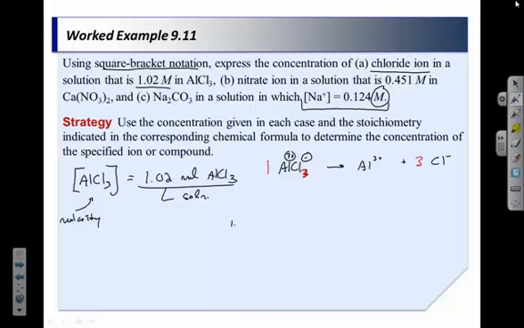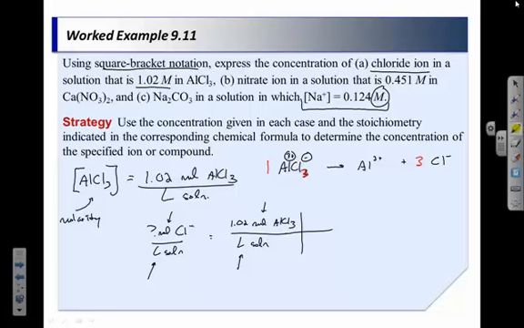So if I've started with 1.02 moles of AlCl3 per liter of solution, and I want to know how many moles of Cl minus I have per liter of solution, I need a conversion. The units I have are moles per liter. The units I want are moles per liter. But it's not the same thing if it's not the same substance. This is why it's critical when you do these conversions to write down not just the unit you have, but what substance that unit is referring to.